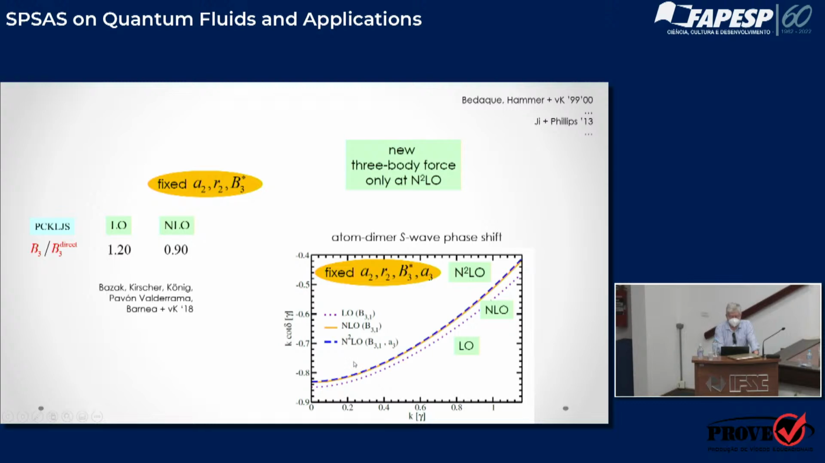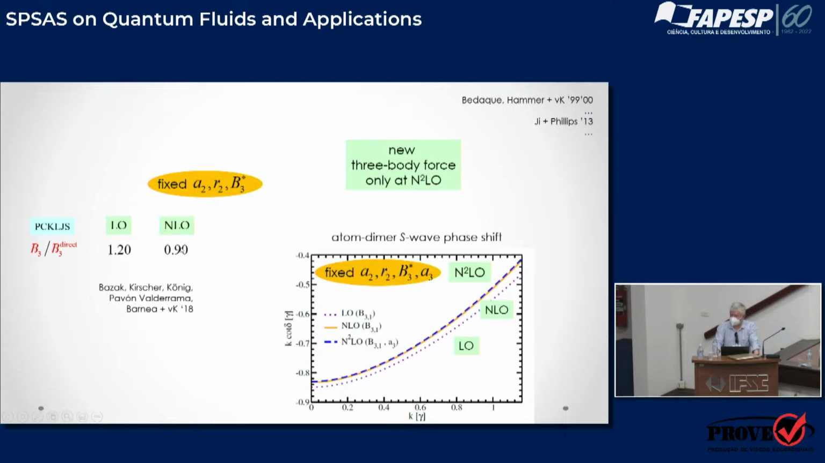At NLO, like before, I use a2 and r2 to fix the two-body parameters. And then I still keep the excited trimer energy as input. And then I can see how the binding energy of the ground state converges to the direct calculation. This is for this particular potential here. So you see the error of 20% at leading order goes down to 10% at NLO.